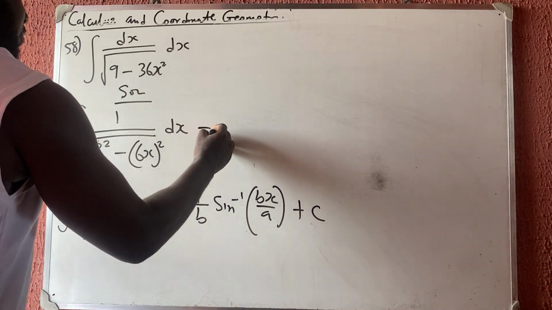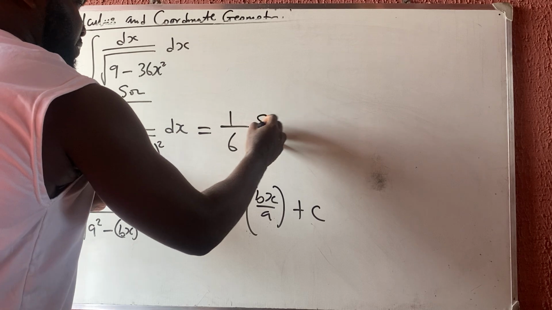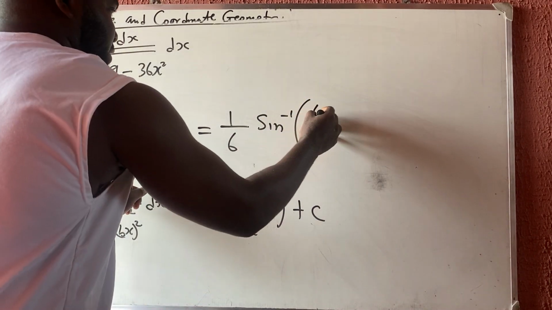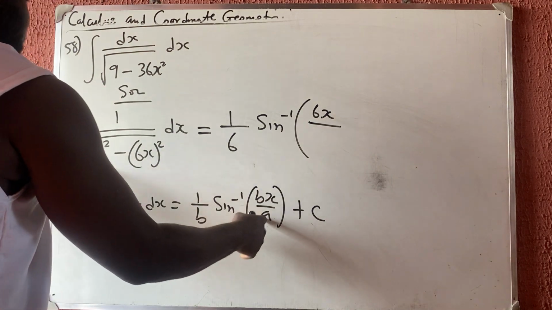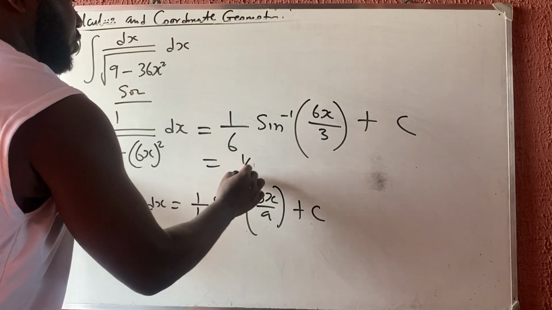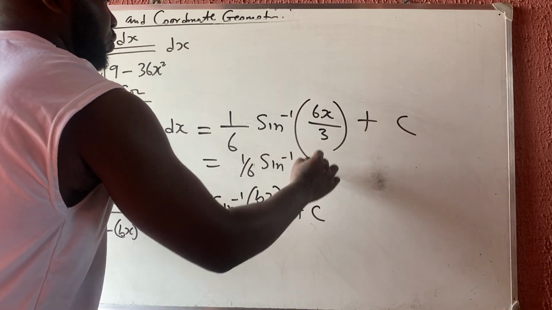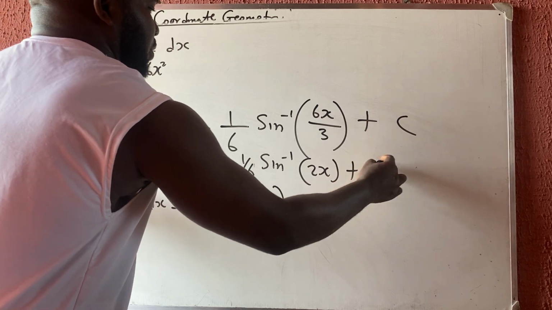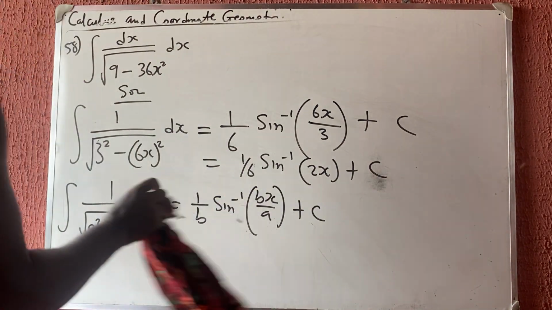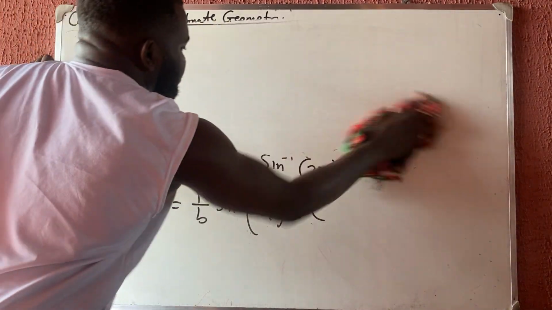So the answer to this is 1 over b, which is 1 over 6, sine inverse of bx over a, that is 6x over 3, plus a constant. That will give you 1/6 sine inverse of 2x, plus a constant. So that is the answer to that. It's very simple, if you know this standard integral.